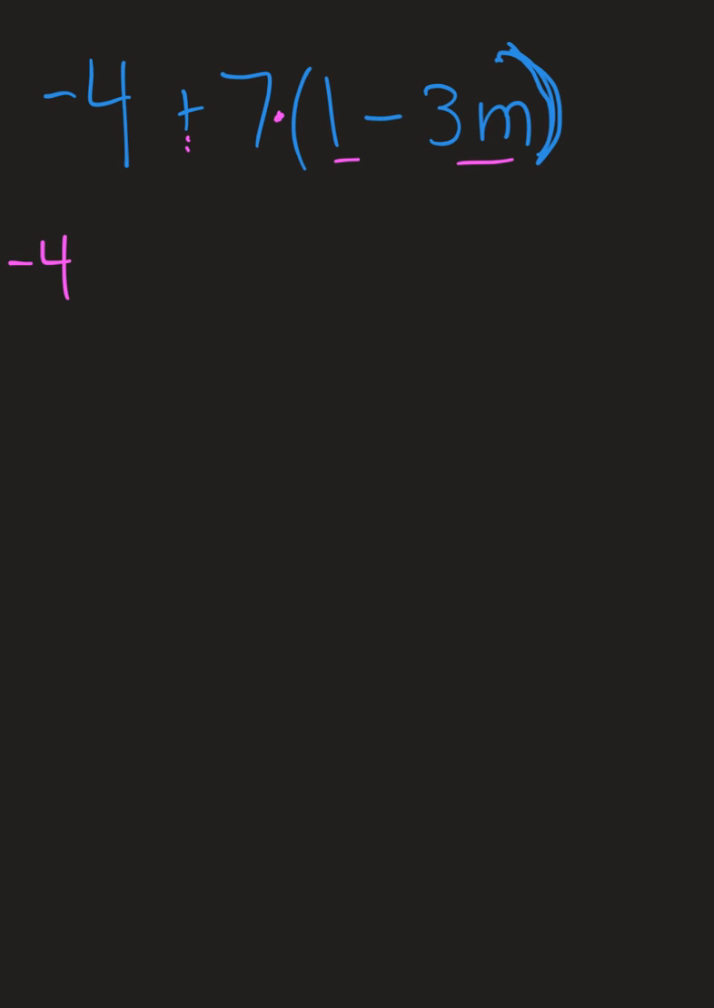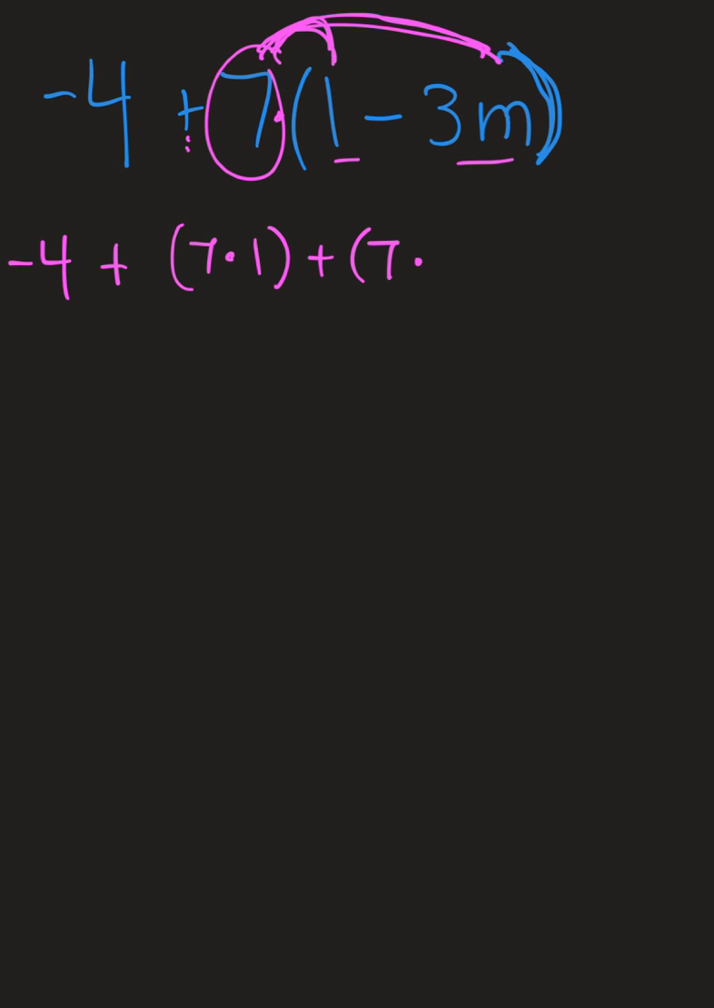So I'm going to write minus 4 off on the side here, plus, and then I'm going to multiply this 7 times everything inside. Now this is called the rainbow method when I write it like this, or the bow method sometimes. So 7 times 1 plus 7 times negative 3m. Okay, so I'm going to simplify this now. Negative 4 plus 7 plus negative 21m.